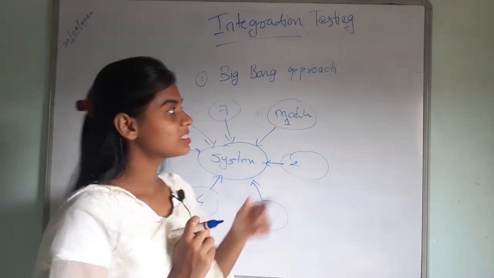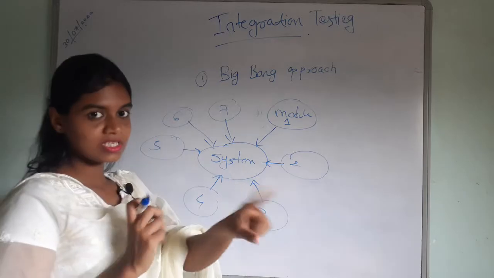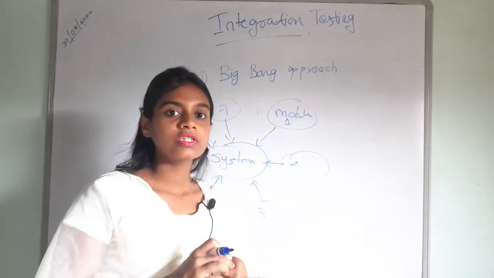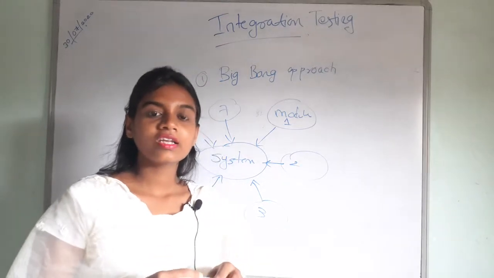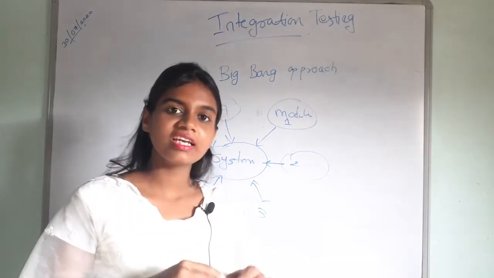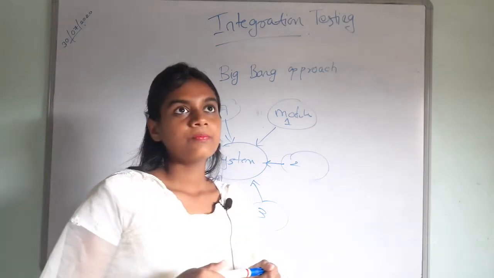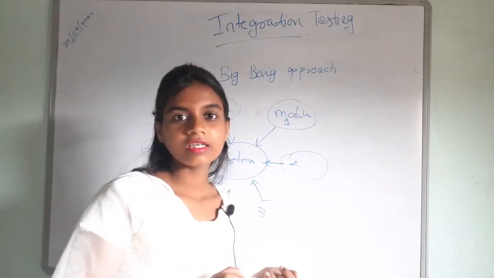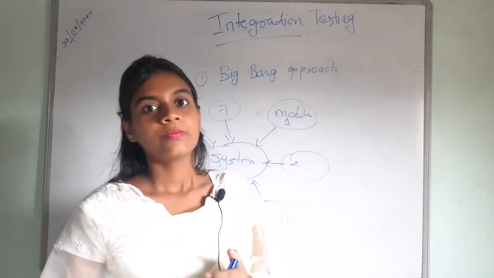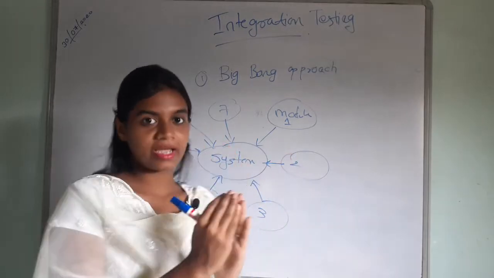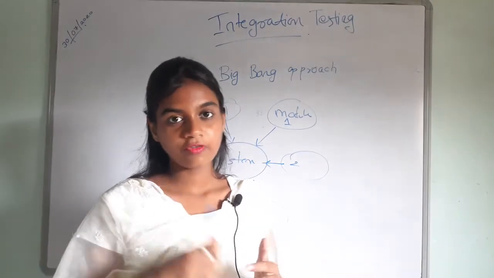The first type is the Big Bang approach. In the Big Bang approach, they combine all the modules at once and then do the integration. There is an advantage that in a small project it can be done easily. But a disadvantage is that it is not that easy to find defects, because all the modules are combined, so it is not that possible to find out the defect.